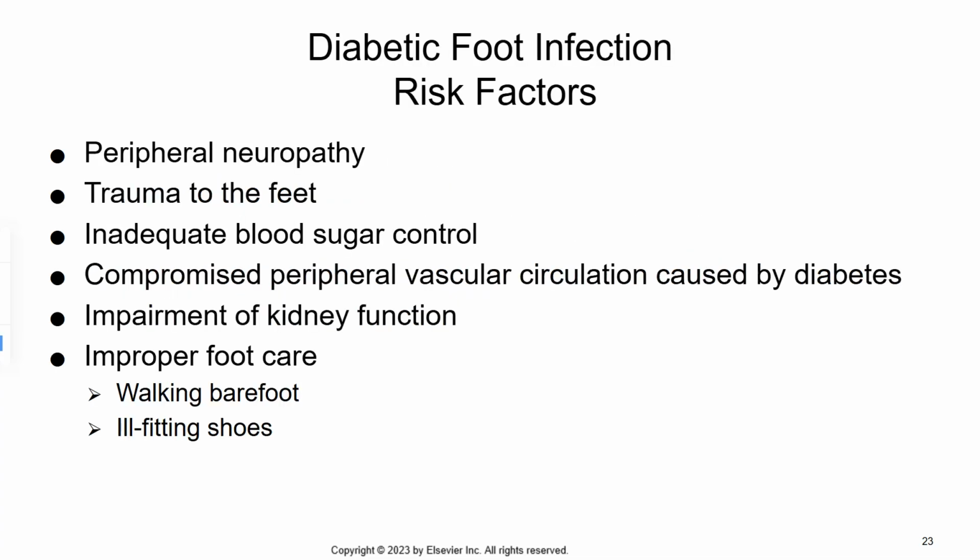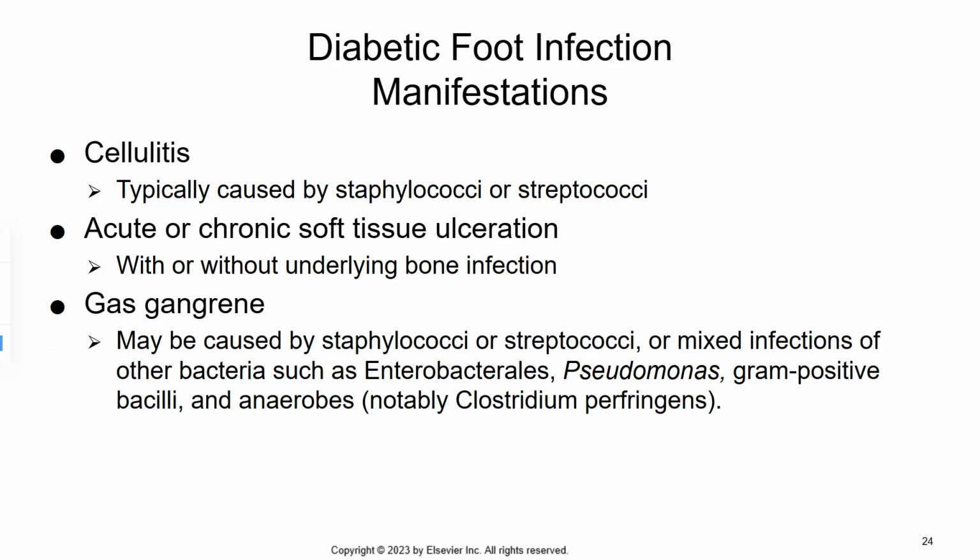Diabetic foot infection: risk factors include peripheral neuropathy, trauma to the feet, inadequate blood sugar control, compromised peripheral vascular circulation caused by diabetes, impairment of kidney function, or improper foot care, such as walking barefoot or ill-fitting shoes. They may manifest as cellulitis, typically caused by staph or strep, acute or chronic soft tissue ulceration with or without underlying bone infection, and gas gangrene, which may be caused by staphylococci or streptococci, or mixed infections of other bacteria, such as Enterobacterales, Pseudomonas, gram-positive bacilli, and anaerobes, notably Clostridium perfringens.